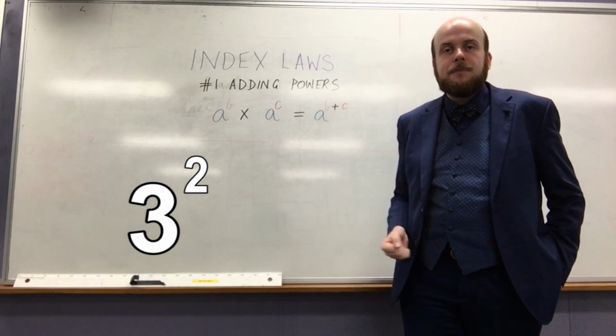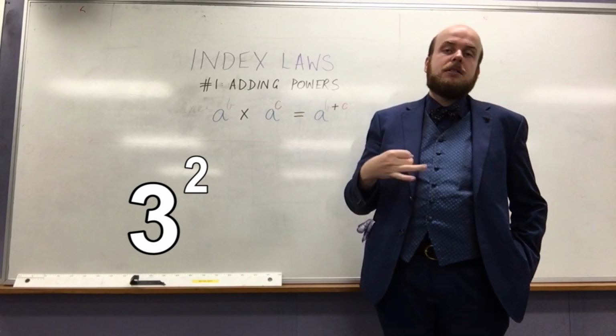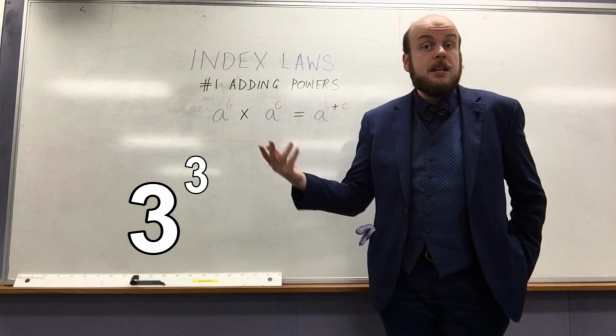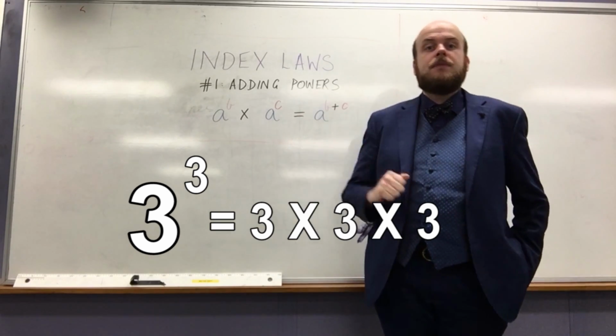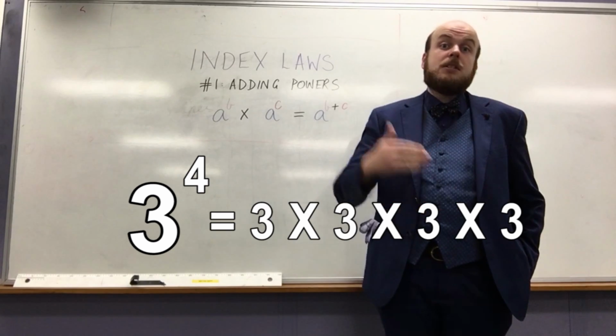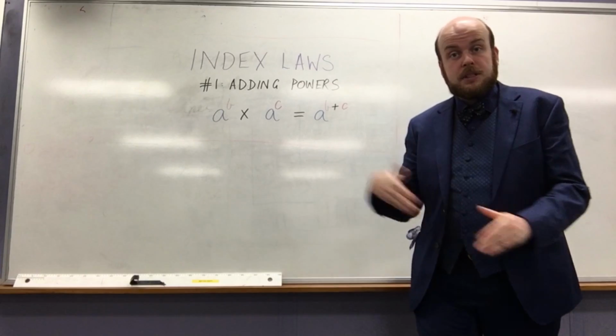itself. So if you have 3 squared, 3 to the power of 2, that's the same as saying 3 times 3. If you had 3 to the power of 3, that'd be 3 times 3 times 3. If you had 3 to the power of 4, that would be the same as saying 3 times 3 times 3 times 3. The first of our index laws looks something a lot like this.